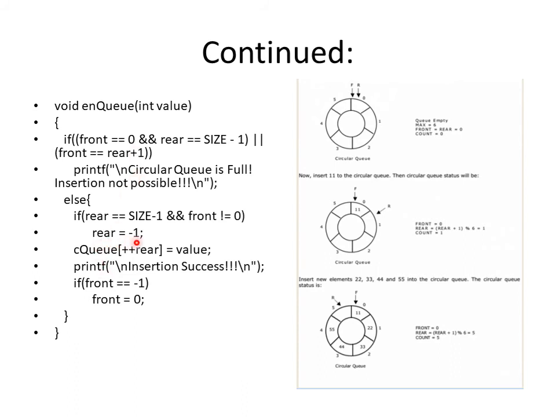Now r equals -1, c of q plus plus r, that is, r plus 1, I am incrementing. When the position is there, the value is inserted. After a successful insertion, front equals -1, that is, front equals 0. That means I am assigning front equals 0. Here you can see f equals 0, r equals 0, and I am incrementing. Here you can see c of q of r, that is 0, and the value is 11. Next r equals r plus 1, that is 1 plus 0, that is 1.